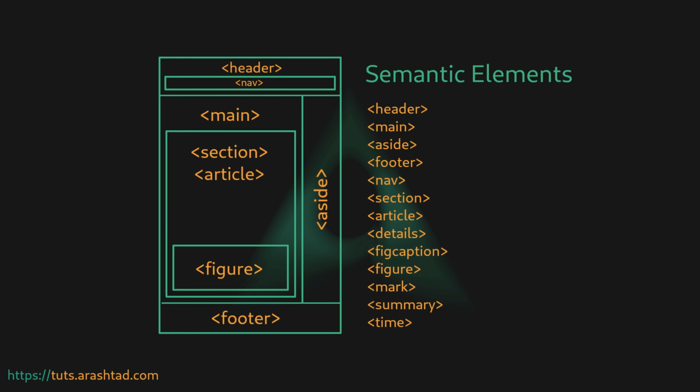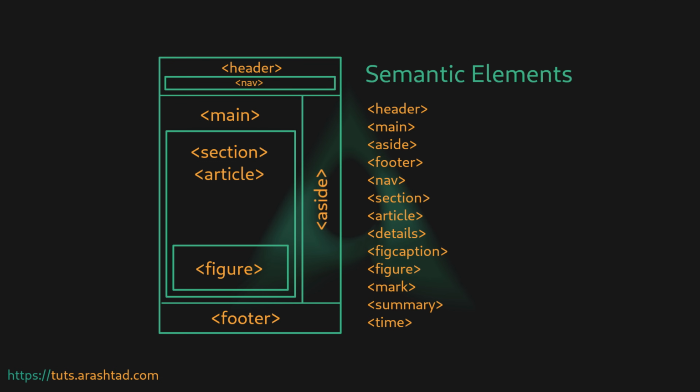For example, in the header that is a semantic tag, we can have another semantic tag like nav that is usually used for navigation links and menus and things like that. Also, section can be an independent part of the page. Article can be a self-contained article inside the document.